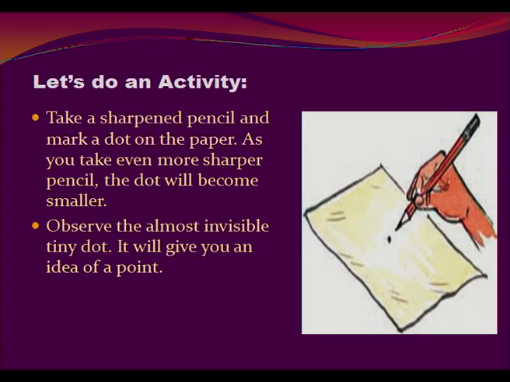Now, let us do an activity. Take a sheet of paper and take a sharpened pencil or a pen and keep a dot on the paper. Is it visible? It seems to be very small. Observe the almost invisible tiny dot, it will give you an idea of a point. If you zoom it, it will be like that. If I keep A, B, C, D, I have named the points like that. That is the correct naming of the points, understand.